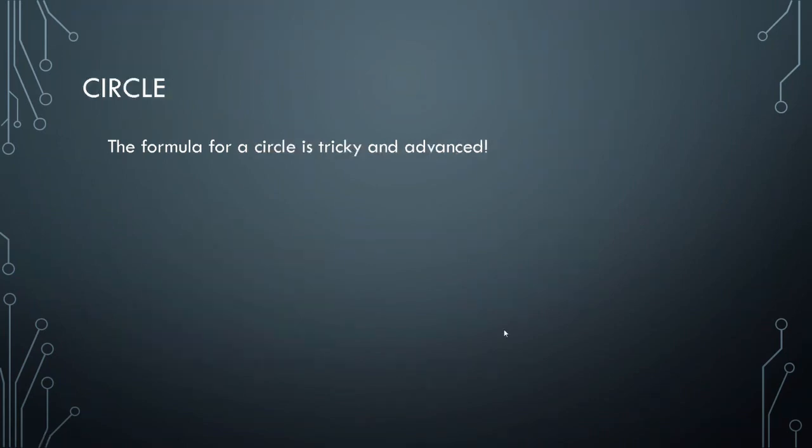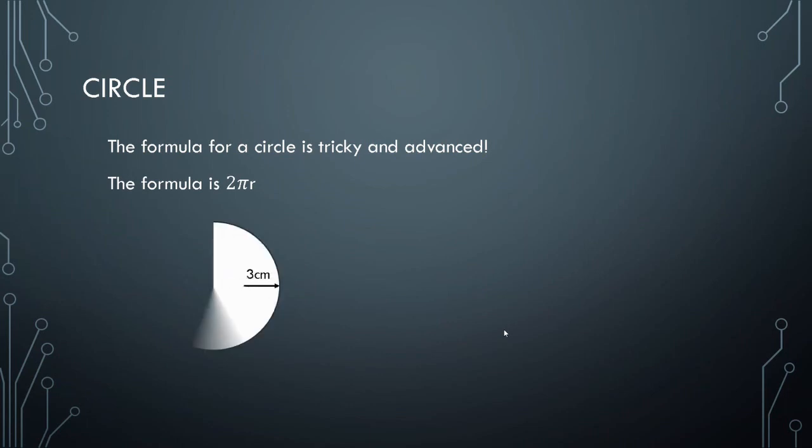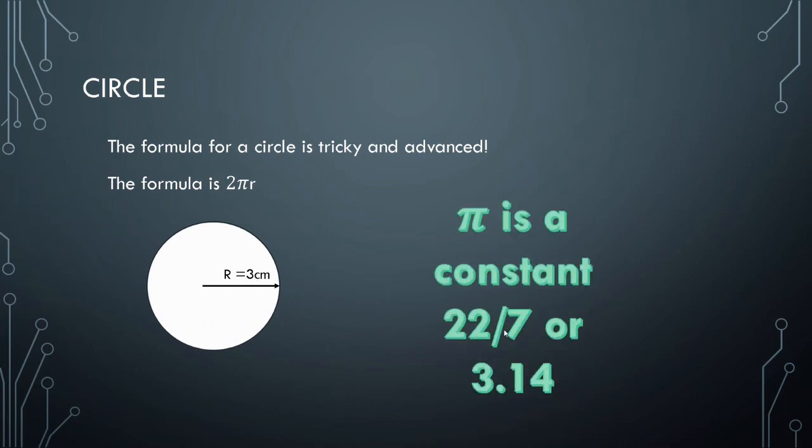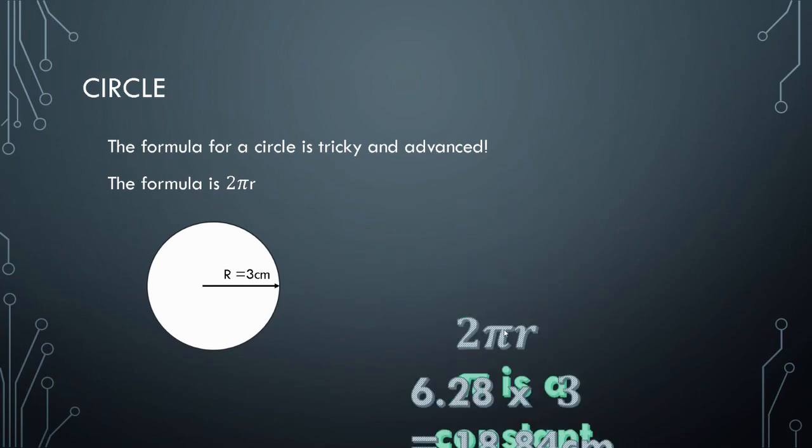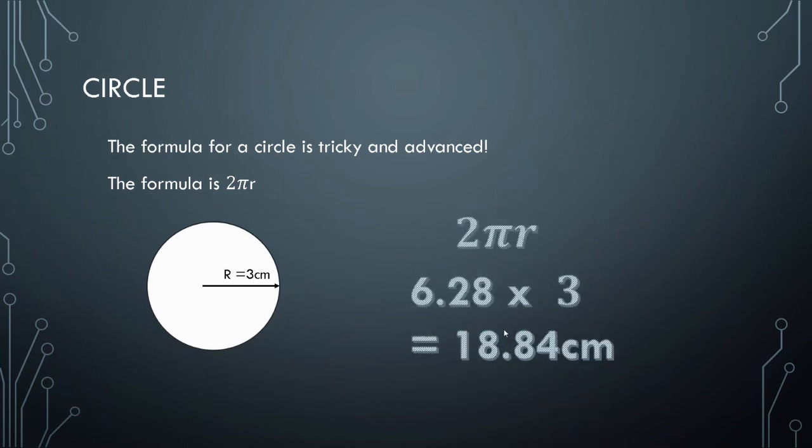Now let's take a look at the perimeter of a circle. This is the most tricky and advanced to find the perimeter. So the formula is 2 pi r. Let's take an example. The radius of the circle is 3 centimeters. Pi is a constant, which is 22 by 7 or 3.14. So the perimeter is 2 pi r, which is 6.28 times 3, which is 18.84. So the perimeter of the circle is 18.84 centimeters.